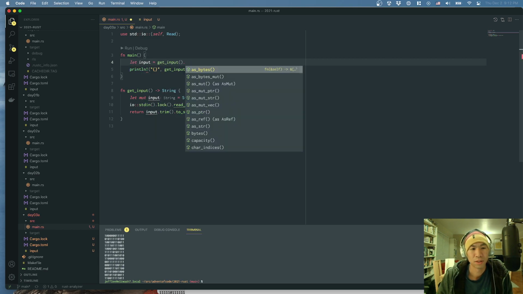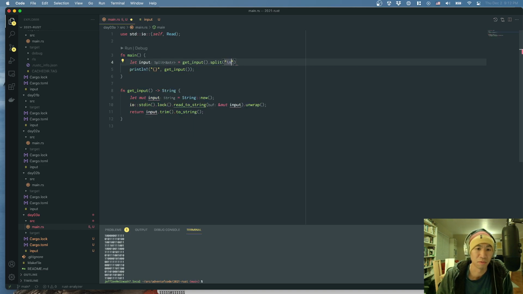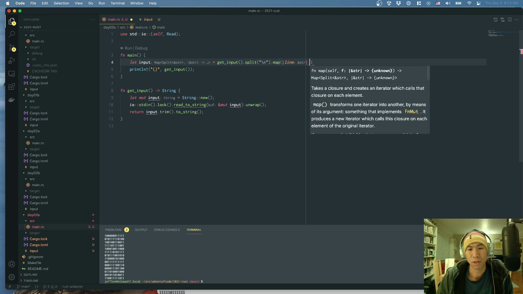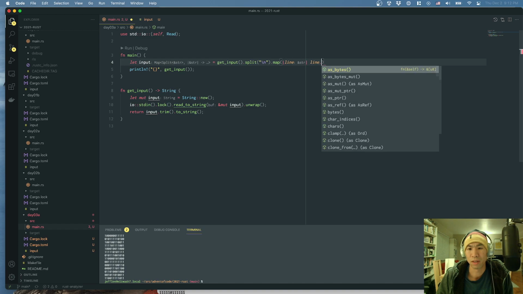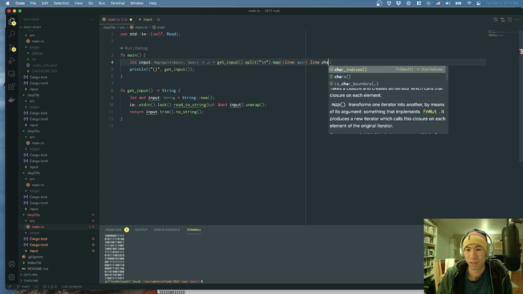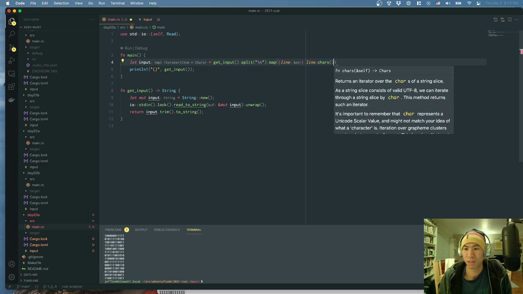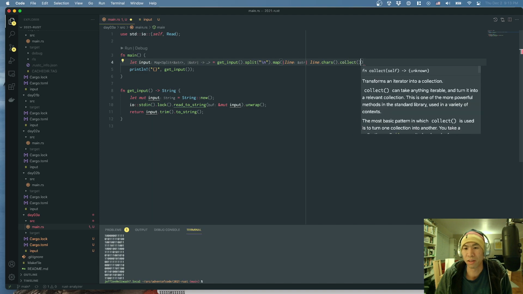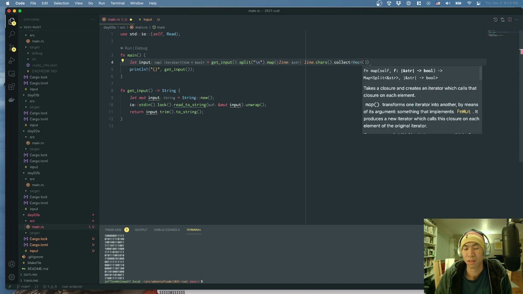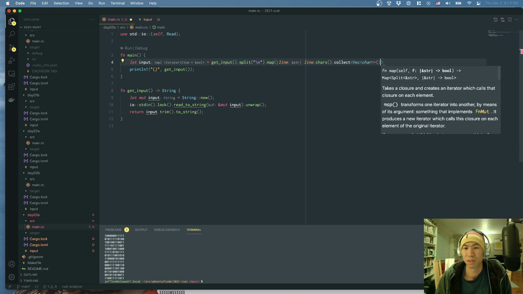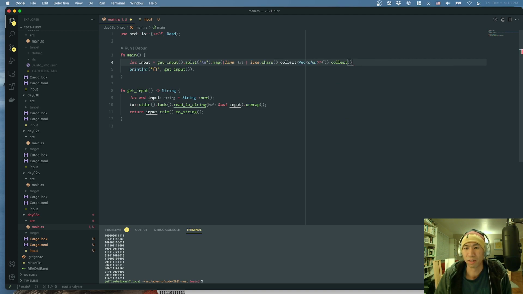Get input. We're going to split it by new lines. This is going to become a very common thing for all of these projects. And then for each line, we want to split the line into characters. And I think we can do that by doing a line dot chars. And what exactly is chars? Returns an iterator. So let's just collect that into a vector of char values. And then we'll collect that into a vector.